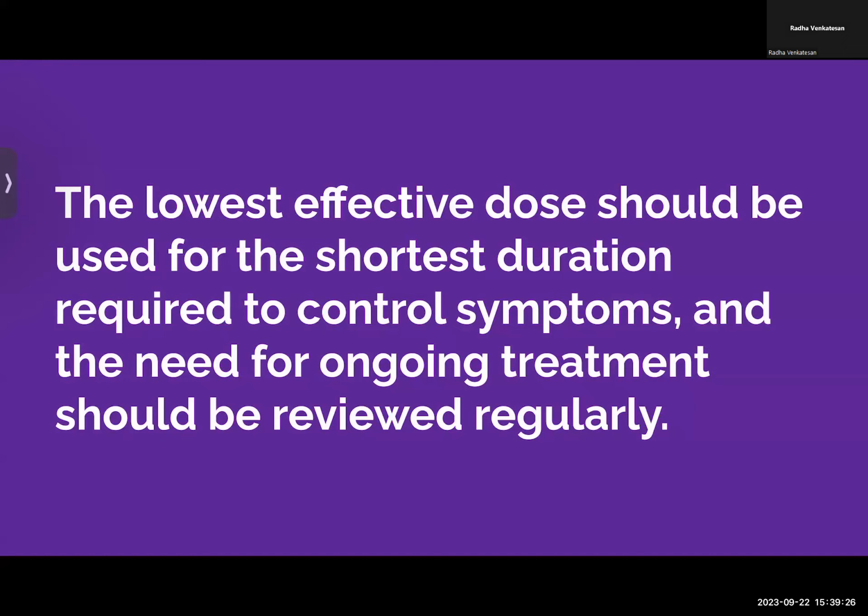Use it wisely. Again, I'm going to read this slide. The lowest effective dose should be used for the shortest duration required to control symptoms. See, everything is said there. If symptoms are controlled, that is our aim and goal. And the need for ongoing treatment should be reviewed regularly. Just don't write it on the prescription and leave it for 10 years. Okay, you got relief, stop here, do something else, use it as and when required. Here, as and when required will work, not in the WHO ladder where we said the opposite, that it has to be taken regularly. So you should know.